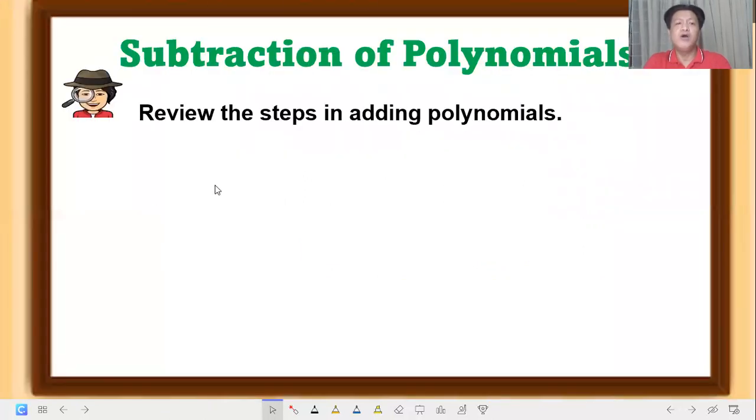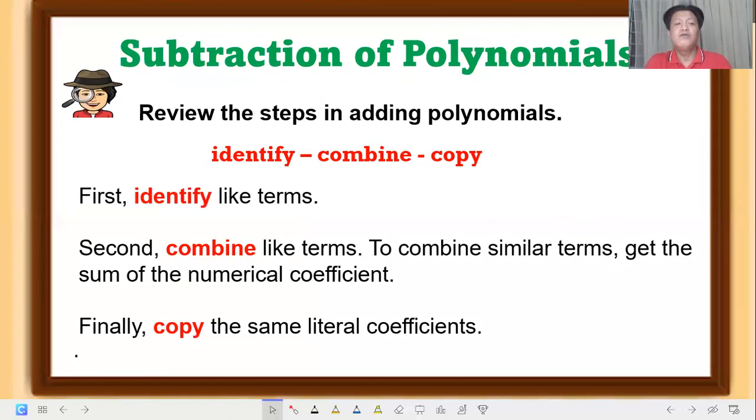So with that, we also have to review the steps in adding polynomials. So we have this acronym also, identify, combine, and copy. So this stands for, first, identify like terms. Diba? Pag sinabi natin like terms, kailangan same literal coefficient and exponent. Second, combine like terms. Pag sinabing combine like terms, to combine like terms, simply get the sum of the numerical coefficient. Okay, and finally, copy the same literal coefficient. Okay, so these steps will help you on how to subtract polynomials.